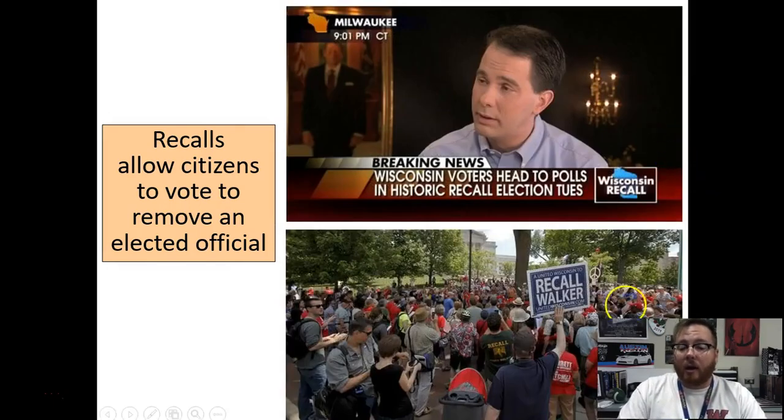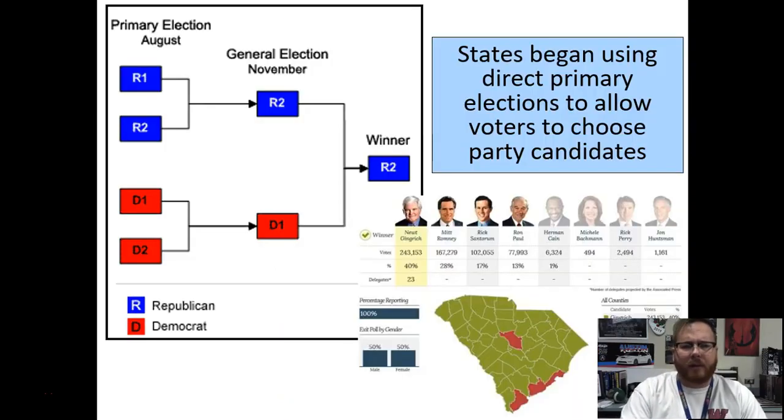Wisconsin voters were at one time recalling Scott Walker, the governor of the time, because he was not doing a good enough job, according to the people that lived there. Talking a lot about Wisconsin today. Didn't think I was going to do that.